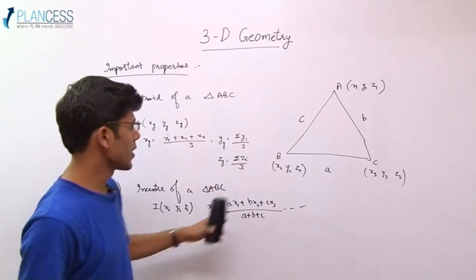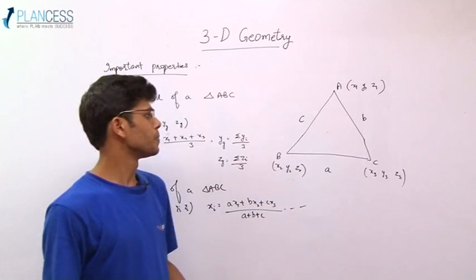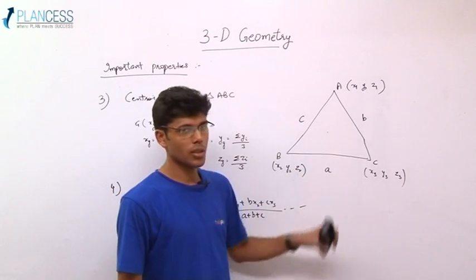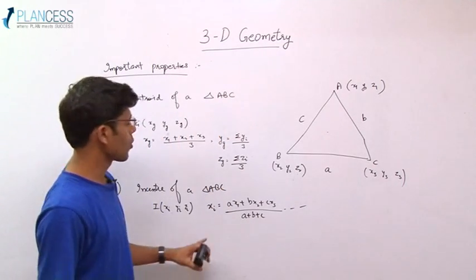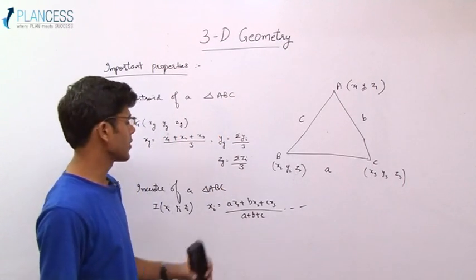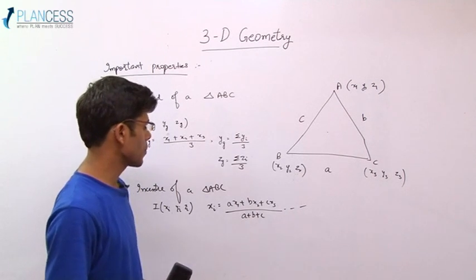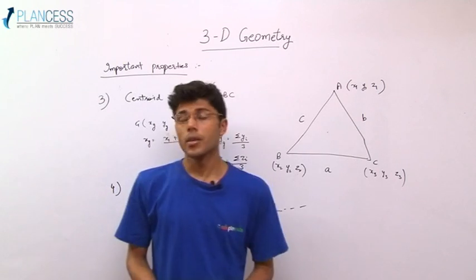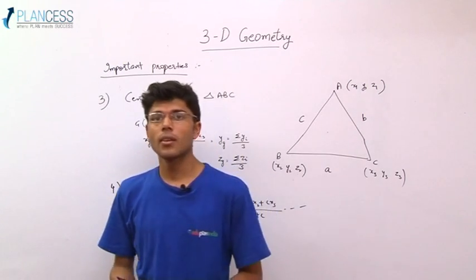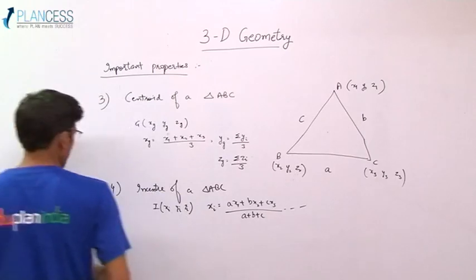That is, say the triangle is this, with the length of the side opposite to the point A being A, similarly B and C. Then the coordinates of the incenter are defined in this way: xi equals (A x1 plus B x2 plus C x3) divided by (A plus B plus C). So here we learn about the centroid and incenter. There is also one very important feature.